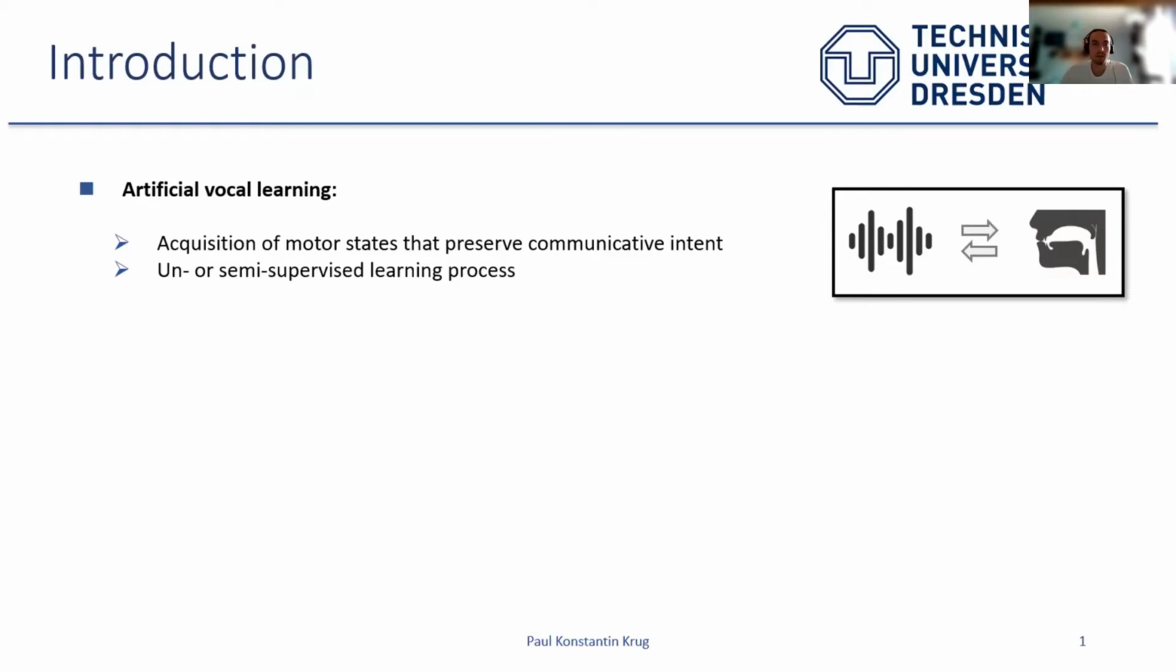First, I wanted to define the term artificial vocal learning. This is about the acquisition of motor states in a certain motor space. They correspond to some acoustic information that preserves a certain communicative intent. That means it's not about imitating an utterance directly in order to sound the same way, but about imitating an utterance so that others still understand the same intent. That makes it different, for example, from copy synthesis, which was presented earlier by Sen, where you basically directly imitate an utterance.